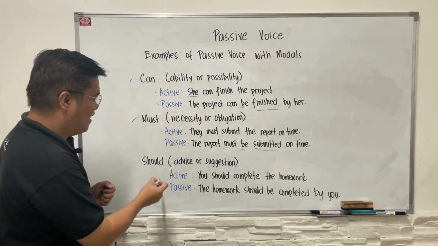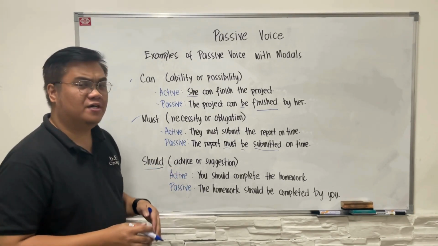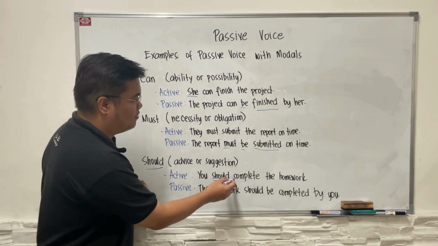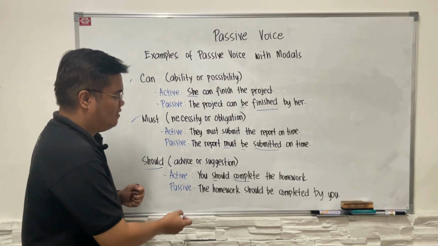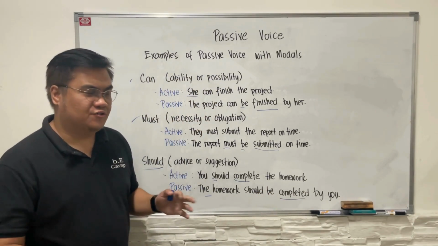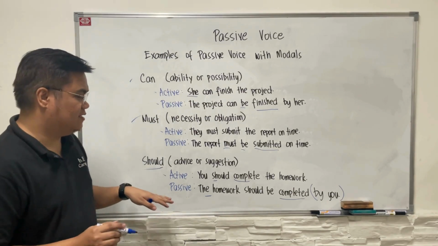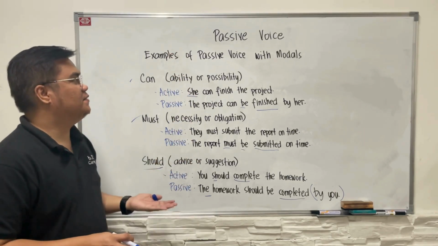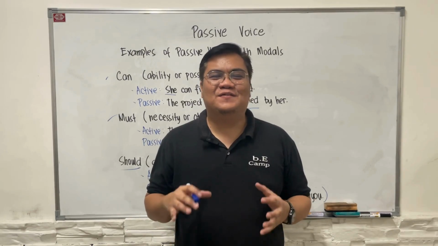Last example, we have should. So should is used for giving advice or suggestion. For active, we say you should complete the homework. For passive, we say the homework should be completed by you. So again, you can actually remove the doer of the action here and still the sentence makes sense. All right, so here are the examples of passive voice with modals. That's all for passive voice.